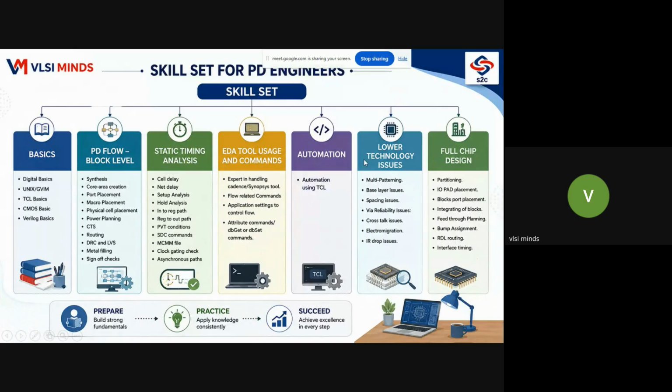And it's an added advantage if you know the full chip design flow. How to do partitioning, how to do IO pad placement, how to do block port placement from the full chip point of view. So integrating all the blocks, and feedthrough planning through the blocks. Then bump assignment: how to do bump assignment in the full chip. Bump is nothing but a ball-like structure. The bumps will connect to your IO pads, and these IO pads will connect to your block ports.